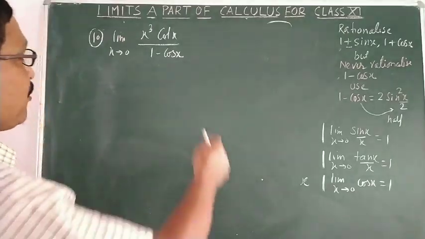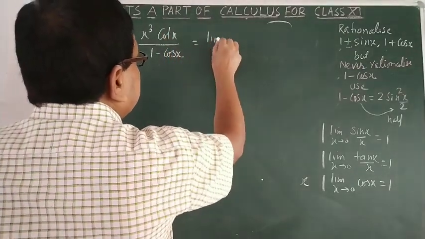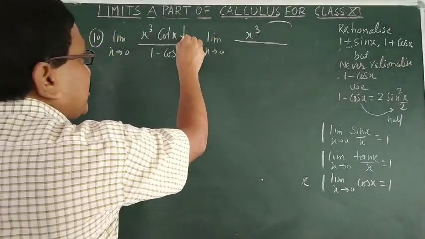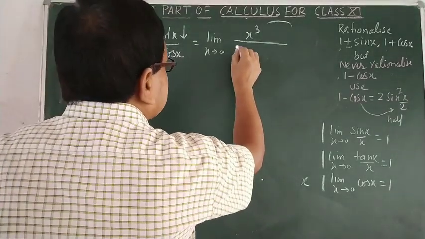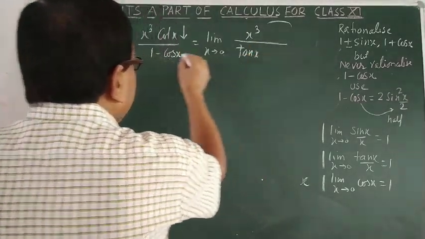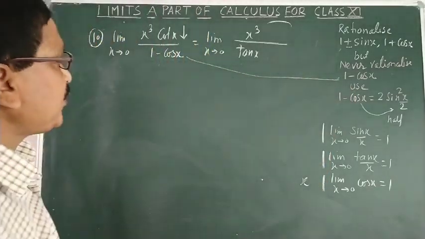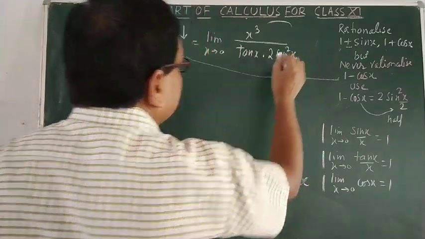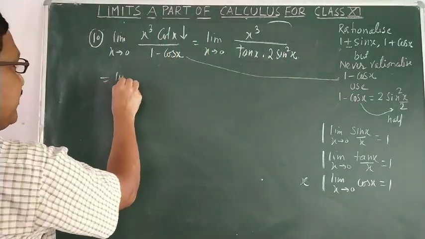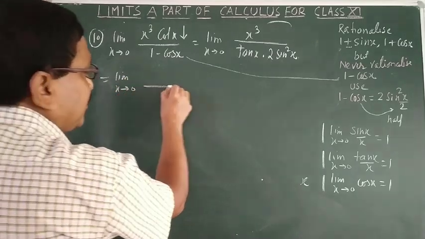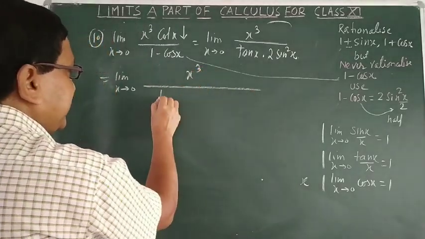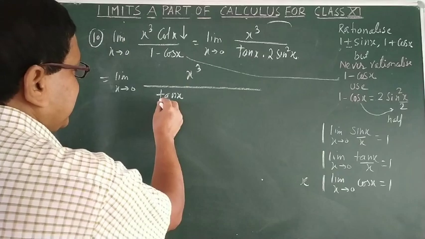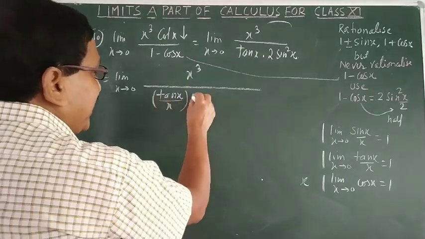Yes, this is okay. Now, cot x: the limit as x tends to 0 of x cube by, with cot x brought to the denominator, it becomes tan x. For 1 minus cos x, the formula can be used: this is 2 sin square x by 2. Students, tan x needs x, so give 1 x and multiply by this x.